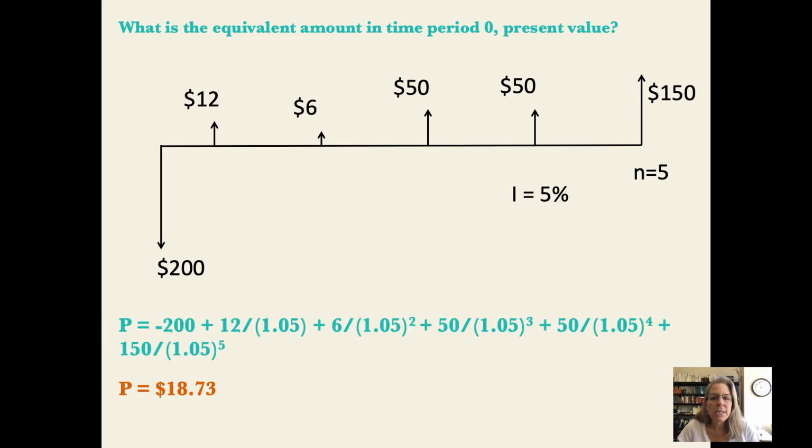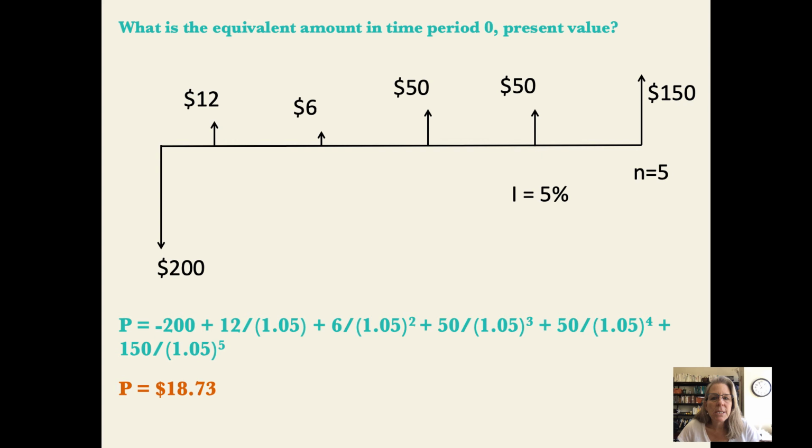And what we do is we just go ahead and add them up. So $200, which is a negative number, doesn't need to be adjusted because it's already in time period 0. All the other ones need to be what's called discounted back to time period 0 by the number of time periods into the future at 5%. So when we do this calculation, it's $18.73. That is what's called the net present value of this investment.